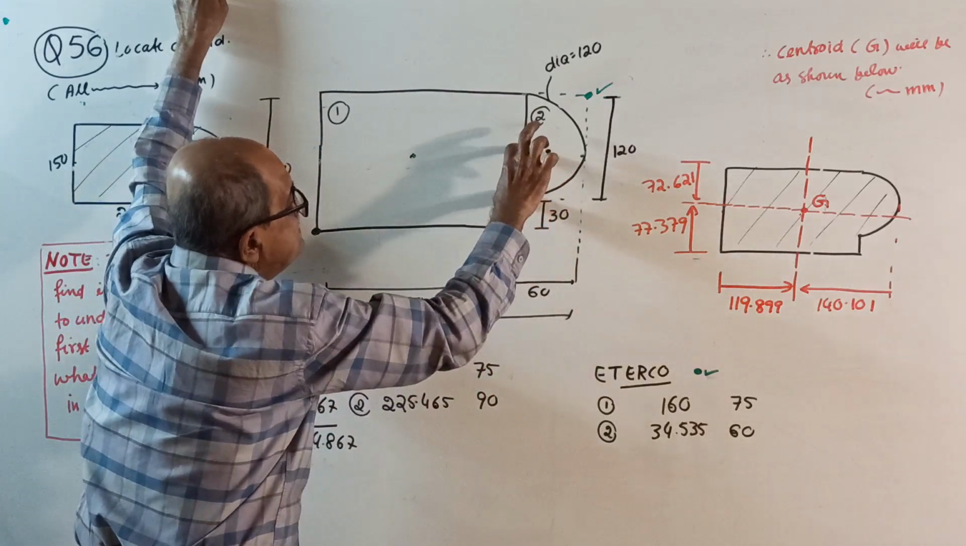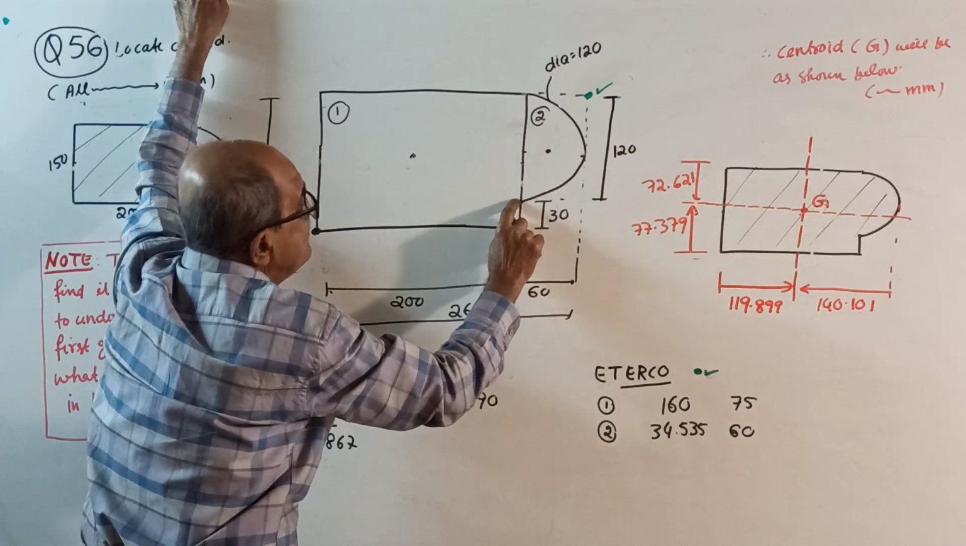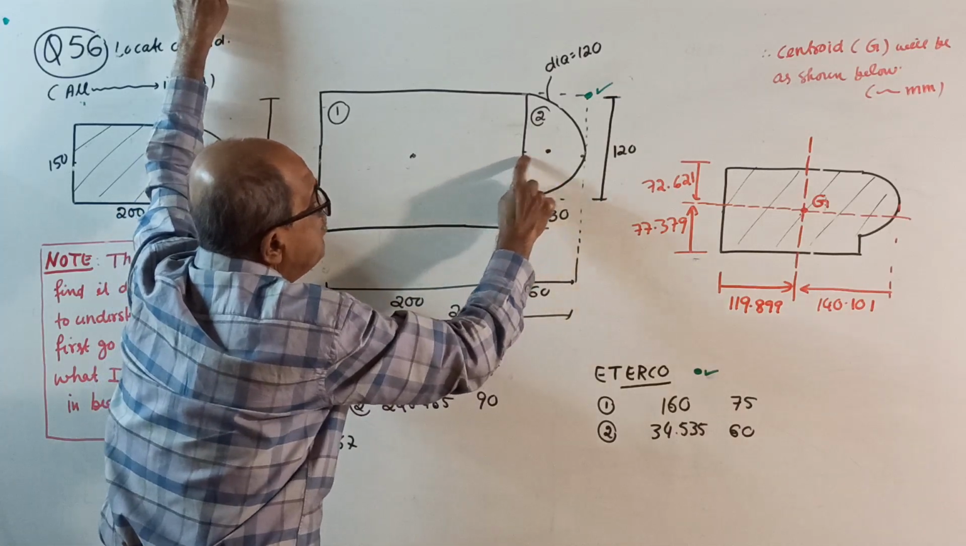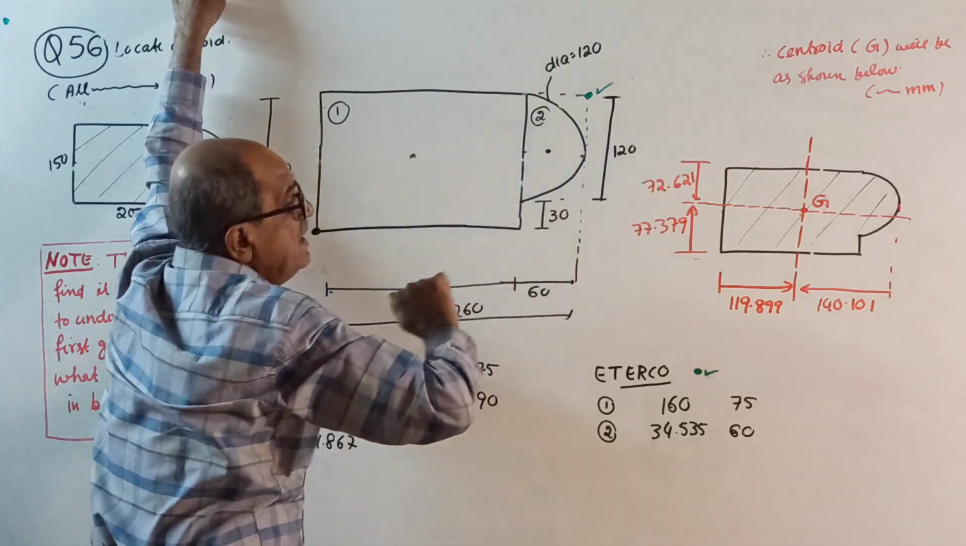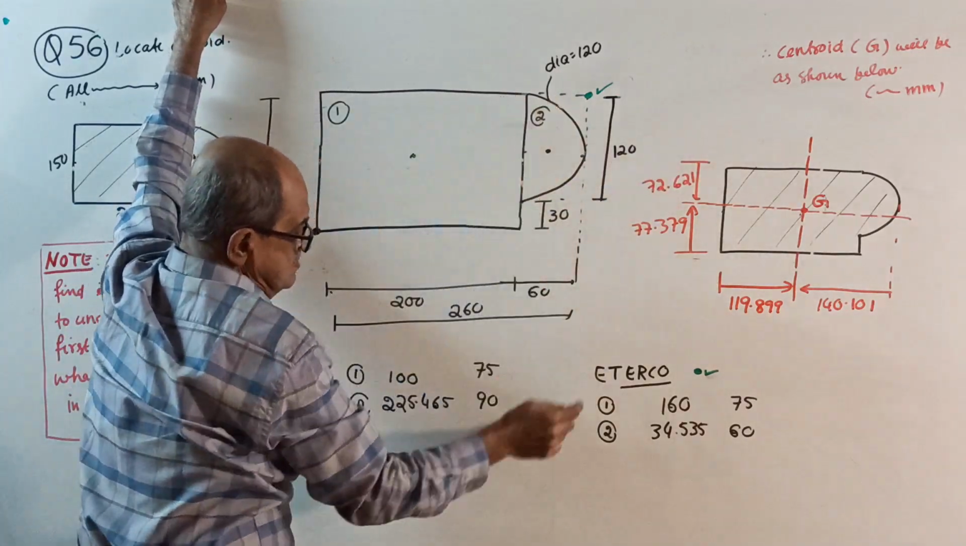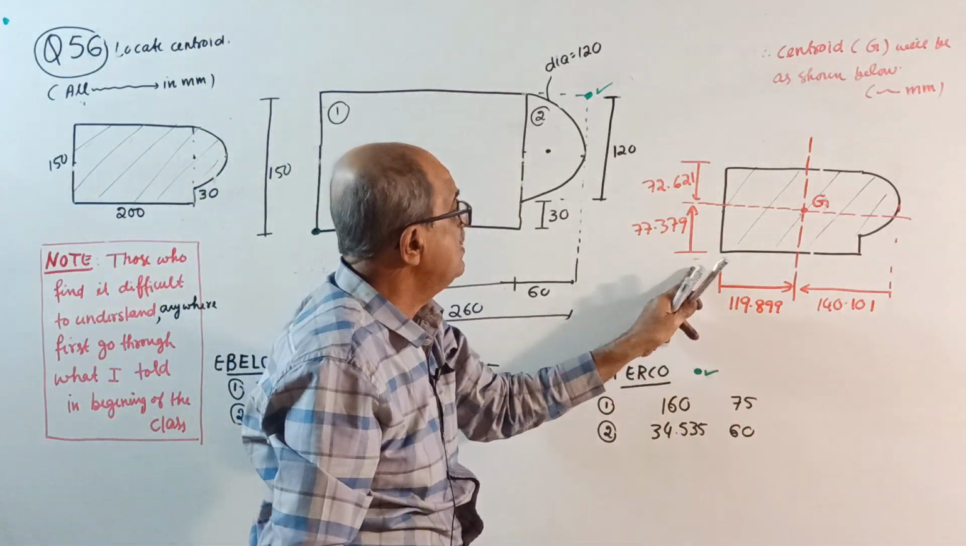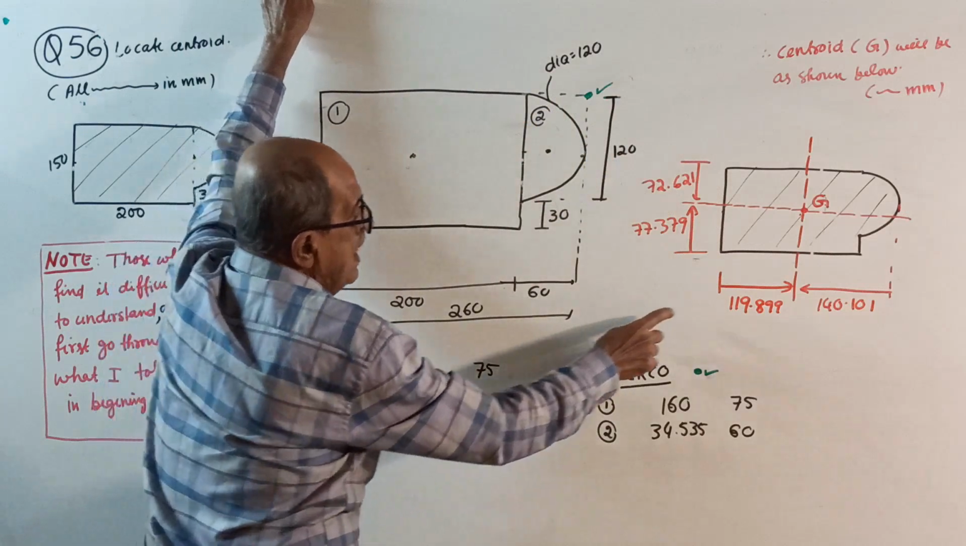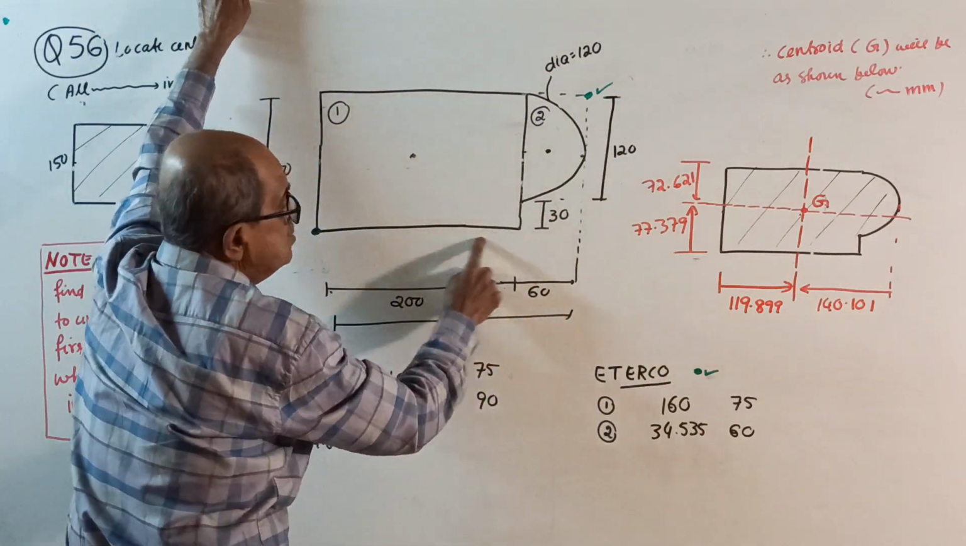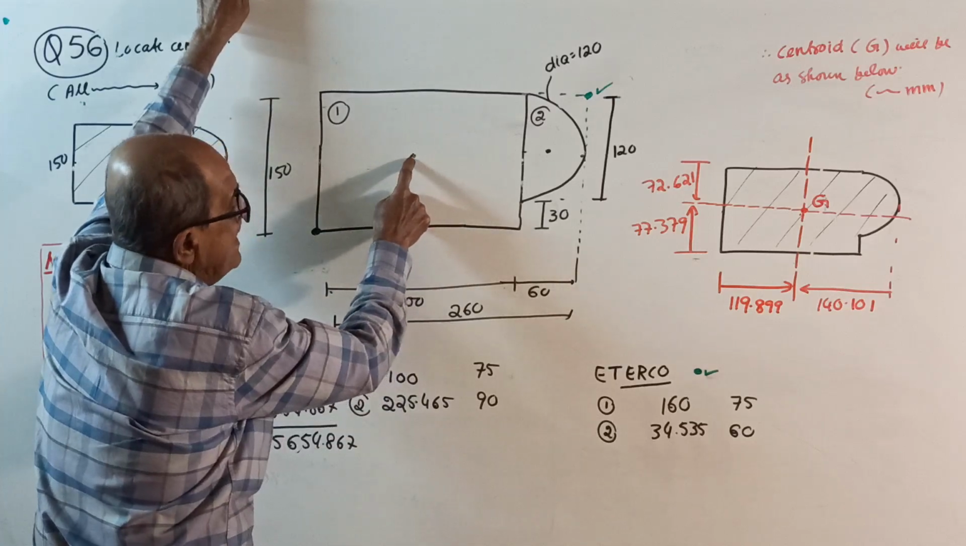30 plus this distance, 30 plus exactly half of 120. For y, this way it is 2d by 3 pi, but this way it is the center. Over, you will get x bar, and also you will get y bar. X bar came 119. This is 200, and the center of the rectangle is 100.